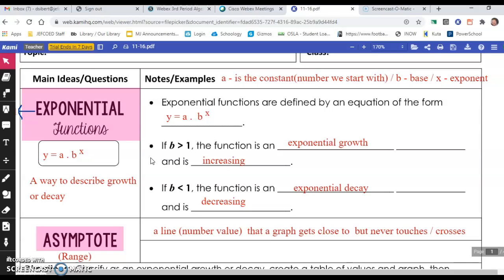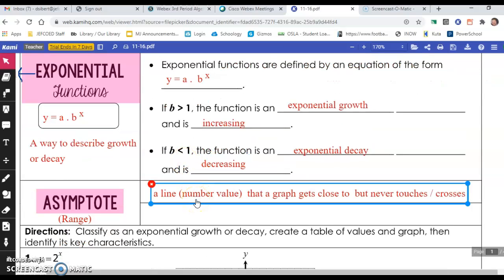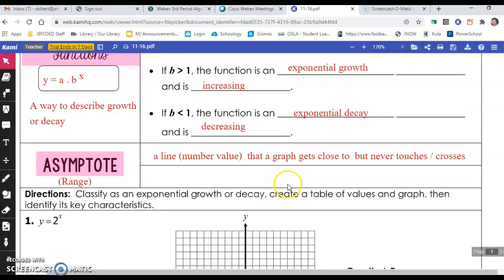Okay? We talked yesterday that when you hear exponential or exponentially, that means very quickly or rapidly. So as we're talking about these functions, they're either going to grow quickly, or they're going to decay very quickly. Now, we talked about what the asymptote was yesterday. Did I give you guys an example of an asymptote yesterday? Yes. Okay, good.